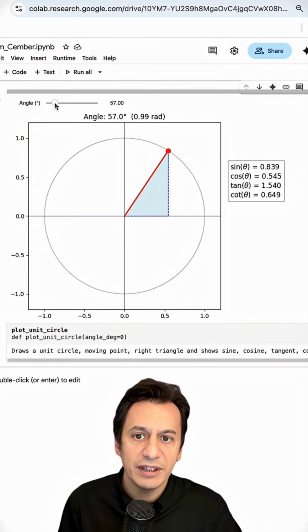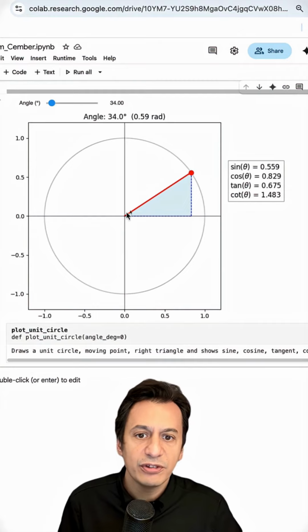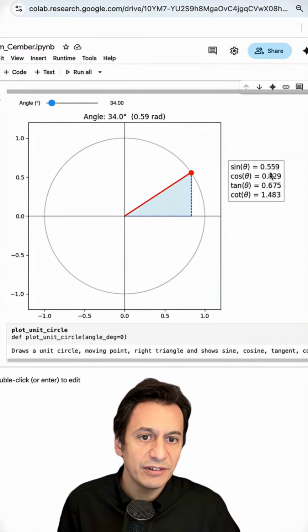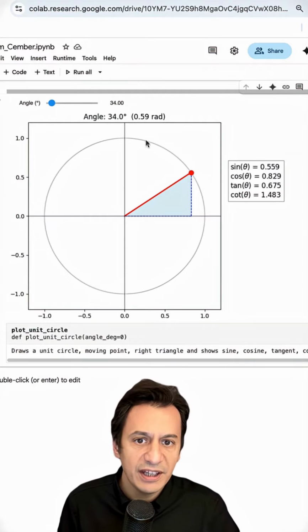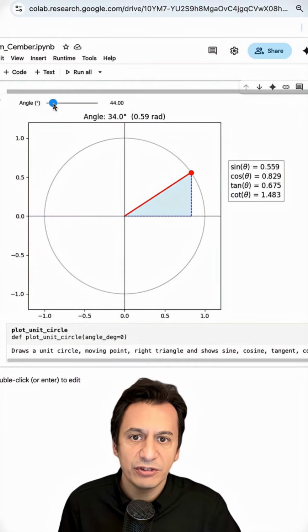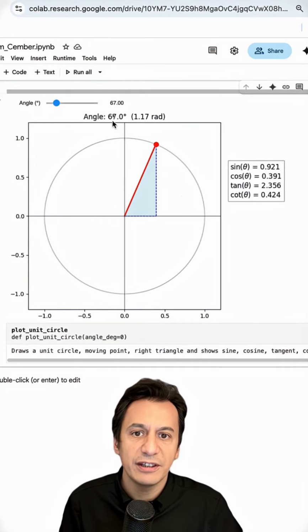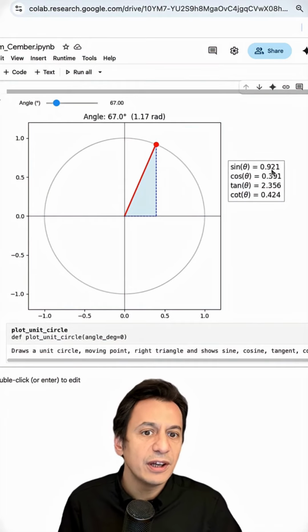Now let's play around with the angle a little. For example, let's give it a small angle first. For instance, when I set the angle here, the opposite side forms a segment like this. Let's look at the sine value. 0.559. When I move the angle over here, say to 80 degrees, what do I expect to happen? I expect the value there to increase. Look, I set it to 67. Now there's a larger value here.